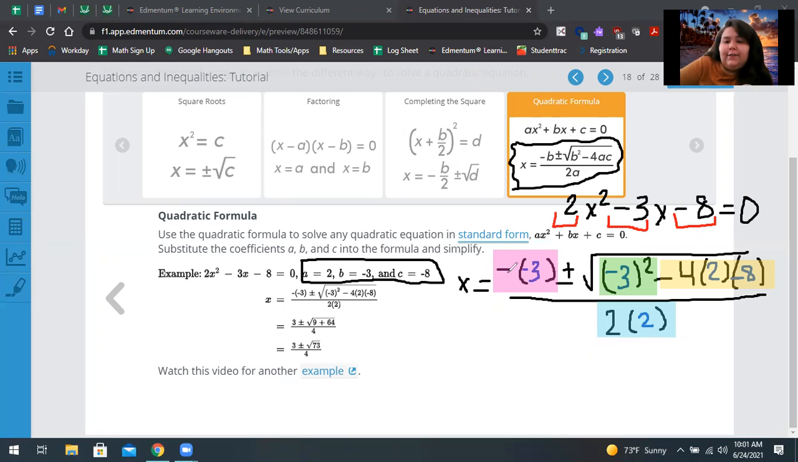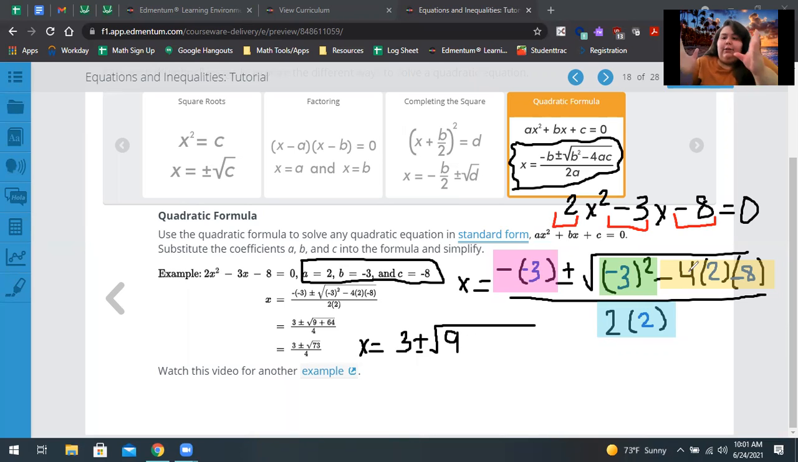So right here let's focus on that pink section. Negative times negative 3 is positive 3. So I have x equals 3. Keep that plus or minus symbol. Let's keep the square root there. Negative 3 squared, we get positive 9.